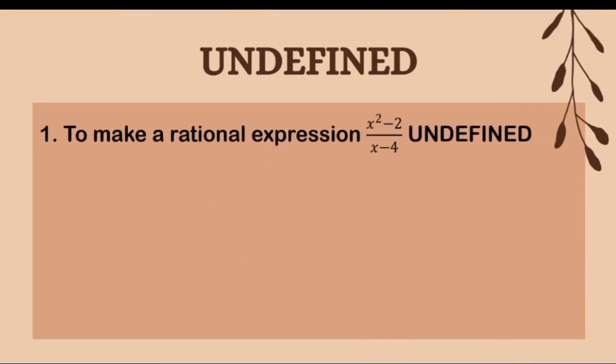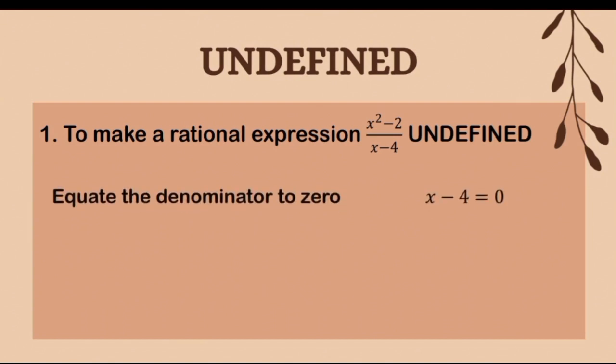Thank you, Miss Malinti. And now, let's proceed to undefined. First thing, how will we make a rational expression undefined? I have here three examples for you to understand. The first one is to make the rational expression x squared minus 2 over x minus 4 undefined. We will equate the denominator to 0, which is x minus 4 equals 0. Then, solve for the variable.